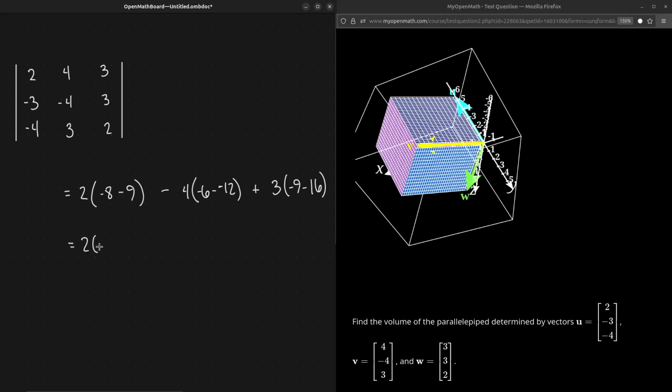I have 2 times negative 17 minus 4 times 6 plus 3 times negative 25. That's negative 34 minus 24 minus 75. And negative 34 minus 24 minus 75 is negative 133.